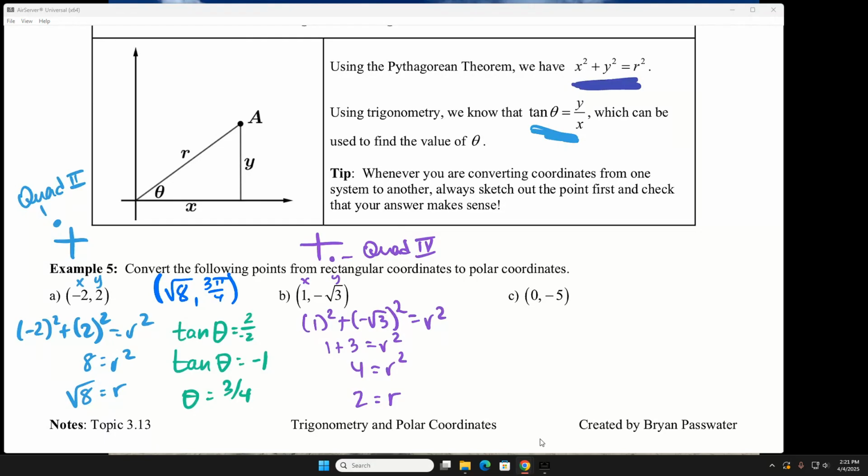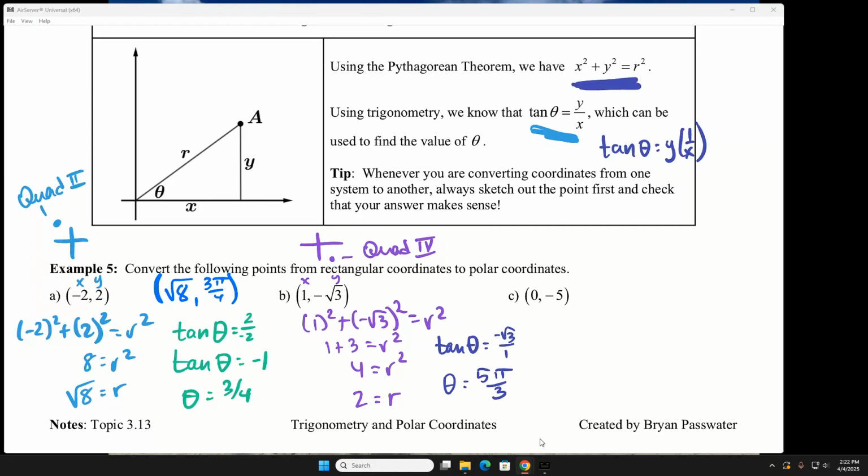All right, and then when I want to get my angle, the tangent of theta is equal to negative square root of 3 over 1. So I'm looking for an angle in quadrant 4 that when I take the y and multiply it by the reciprocal of x, I should get the square root of 3. So the square root of 3 is on the top, not on the denominator. And so that is going to be 5 pi over 3 for our angle.